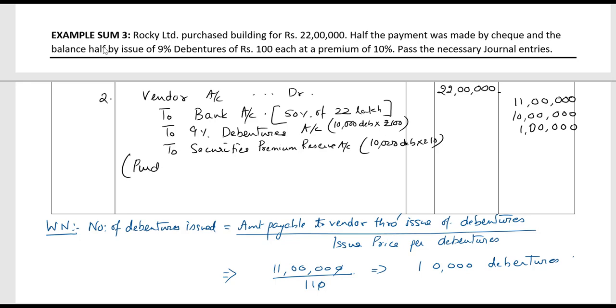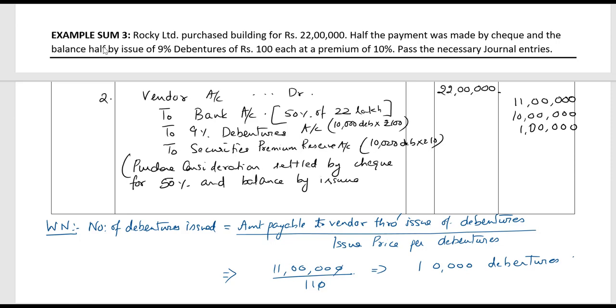Narration: Purchase consideration settled by cheque for 50% and balance by issuing 10,000 debentures of rupees 100 at a premium of rupees 10.